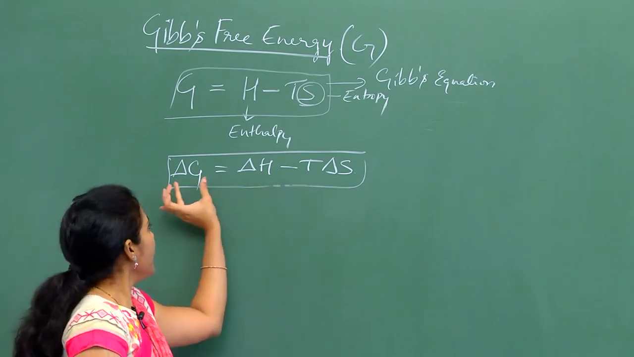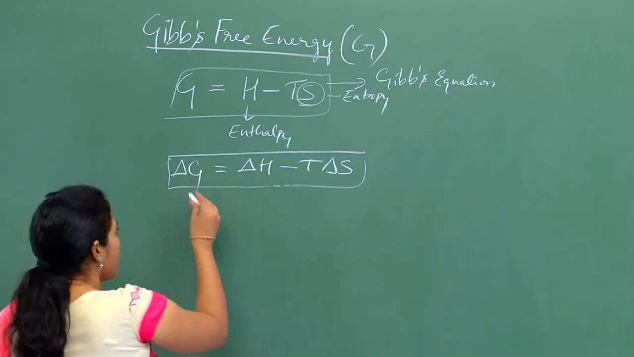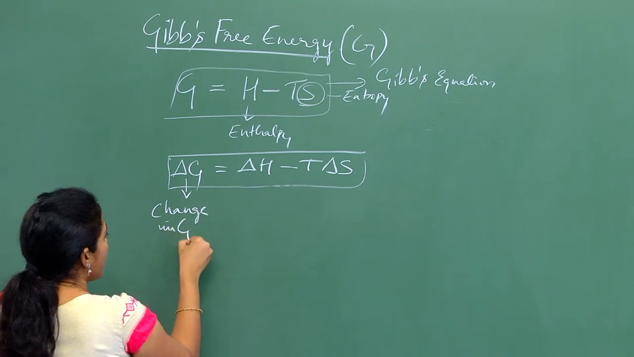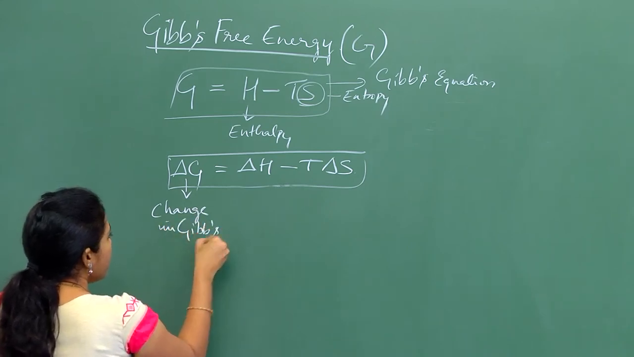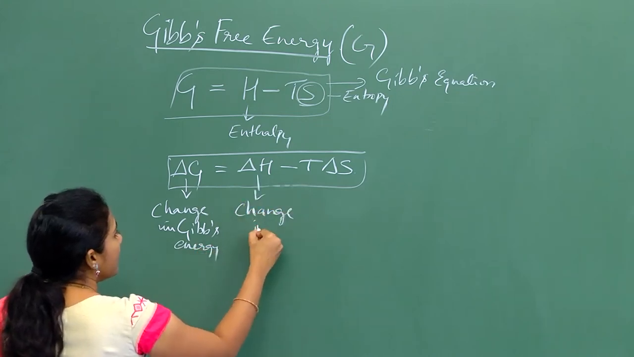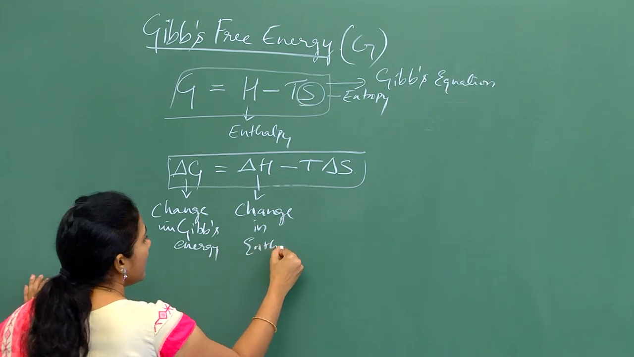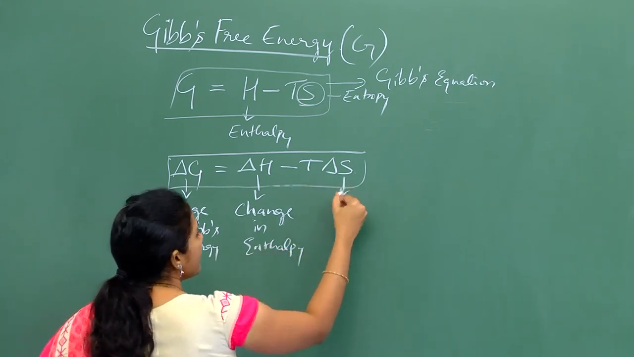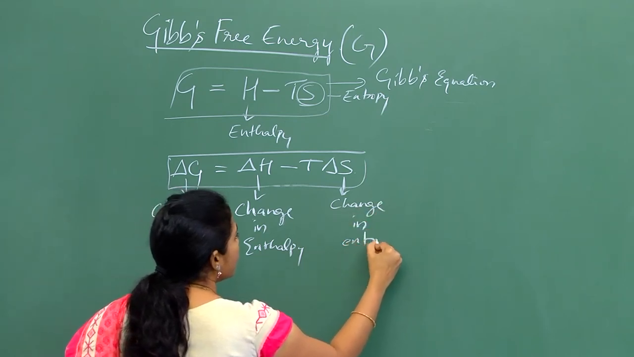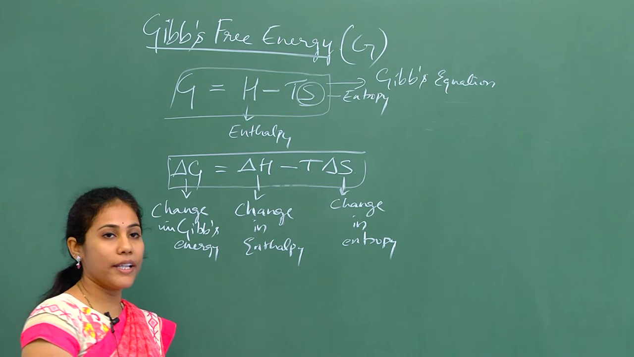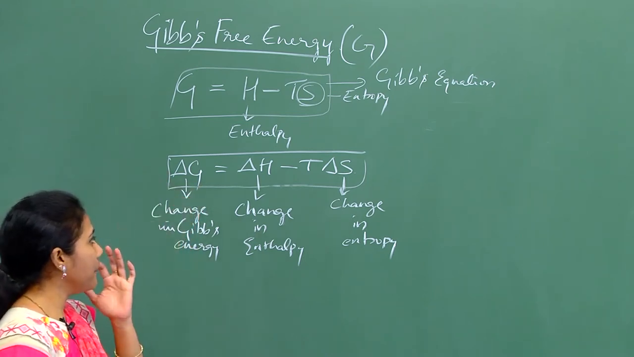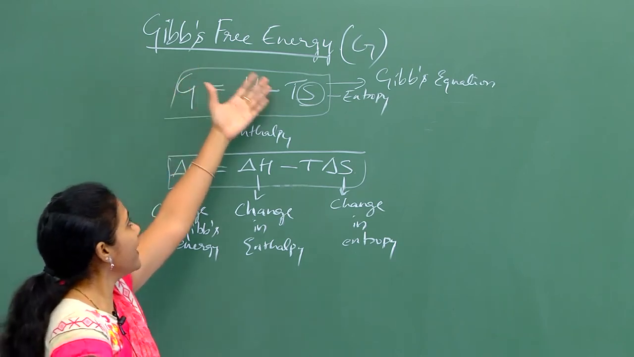Okay, so what is delta G? Change in Gibbs energy. This is what? Change in enthalpy. And delta S is change in entropy. Okay, fine. And now, actually speaking, this is called free energy.